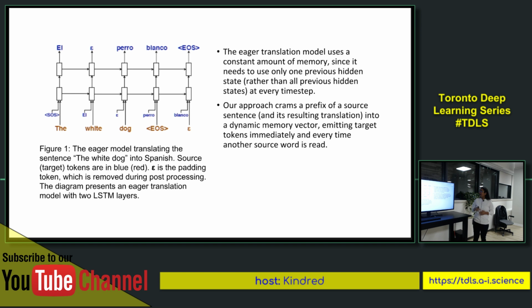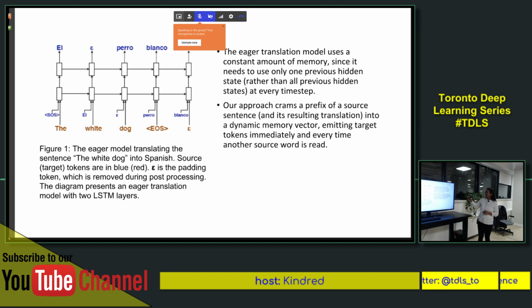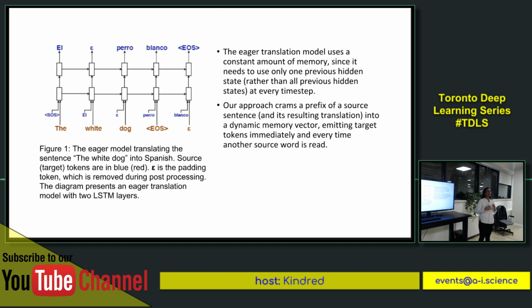So it translates. Then, once it understands all three tokens in English, "the white dog", in the fourth instance it translates the word "white" to "blanco" in Spanish. Because it's an eager architecture, whenever it doesn't know what to predict, it predicts an epsilon value. Epsilon is the padding token, so it predicts that and then moves forward. This approach creates a dynamic memory vector and emits target tokens as soon as it sees the source tokens.